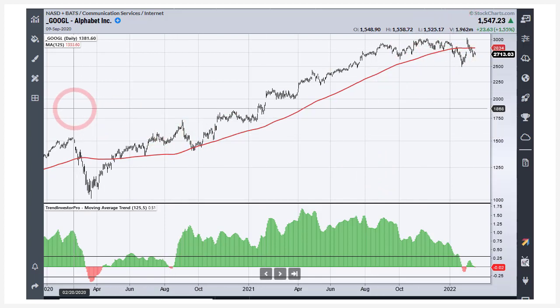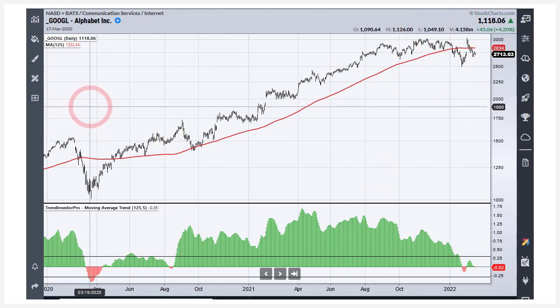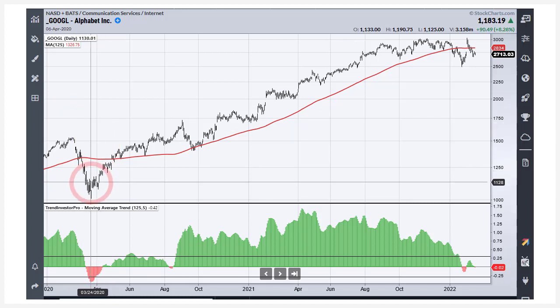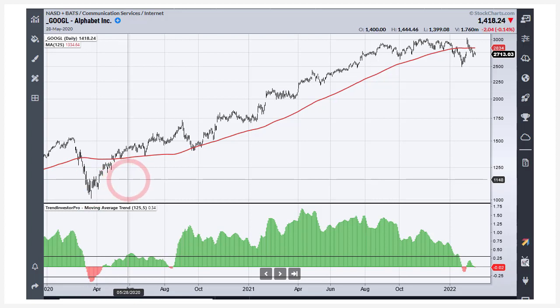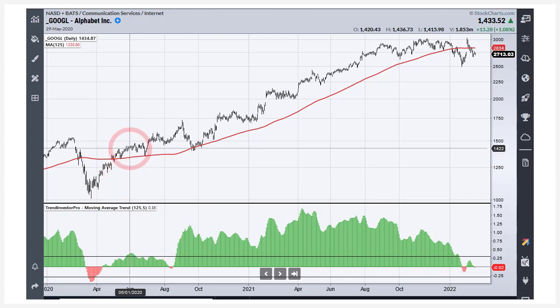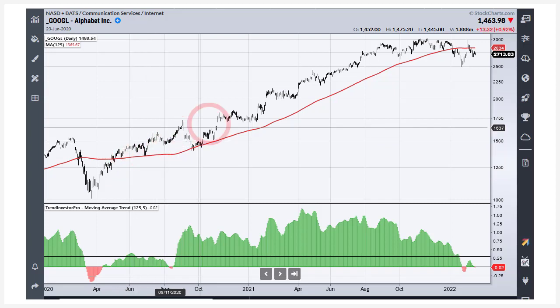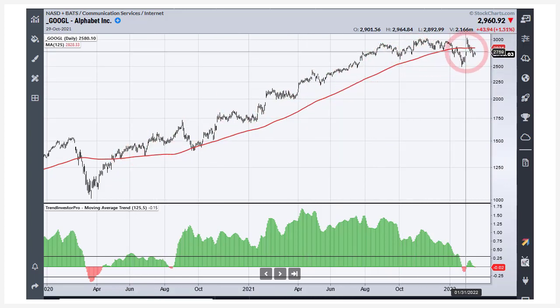If I put the crosshair on here, you can see that we got below that minus 0.3 area in March 2020, and that was near the bottom. But that's the way it is with trend following indicators. And then we got above the 0.3 level in May 2020. And you can see that this has been a doozy of a signal.